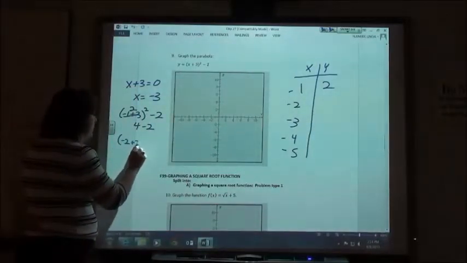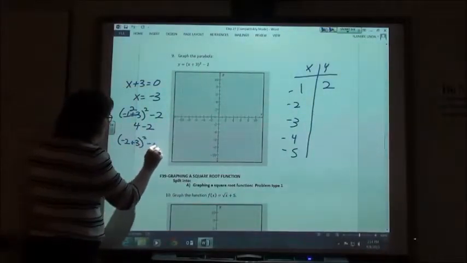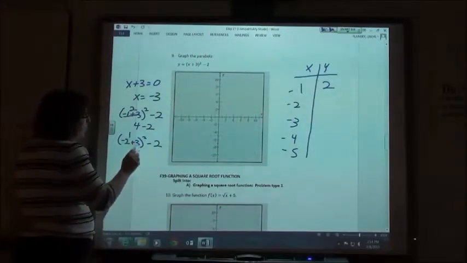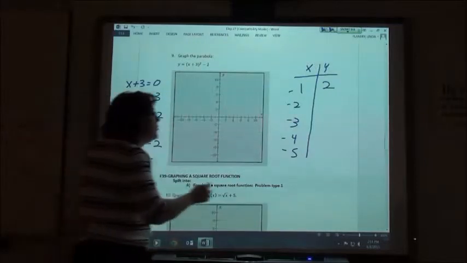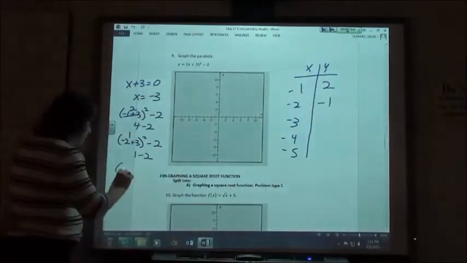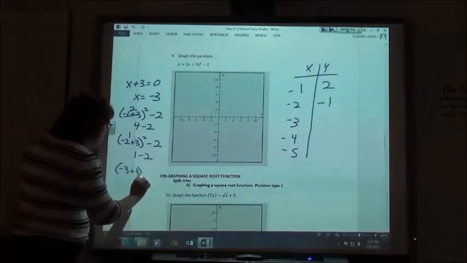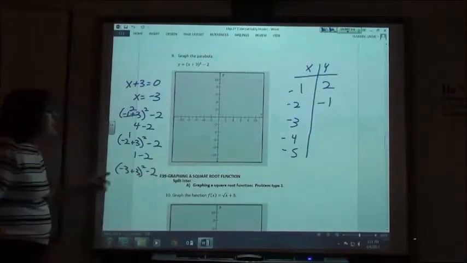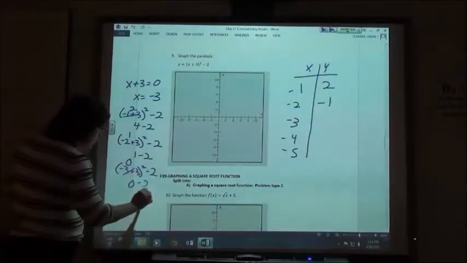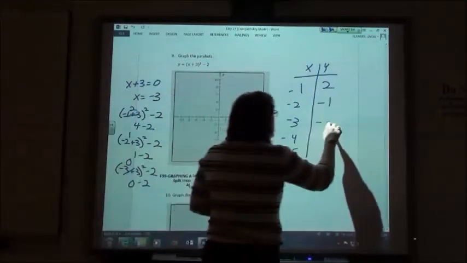Negative 2 plus 3 squared minus 2. Negative 2 plus 3 is 1. 1 squared is 1. 1 minus 2 is negative 1. Negative 3 plus 3 squared minus 2. Negative 3 plus 3 is 0. 0 squared is 0. 0 minus 2 is negative 2.